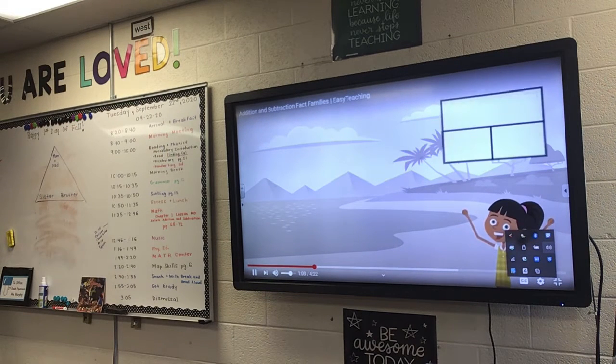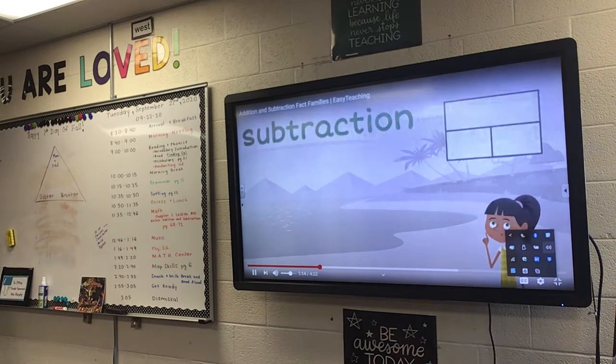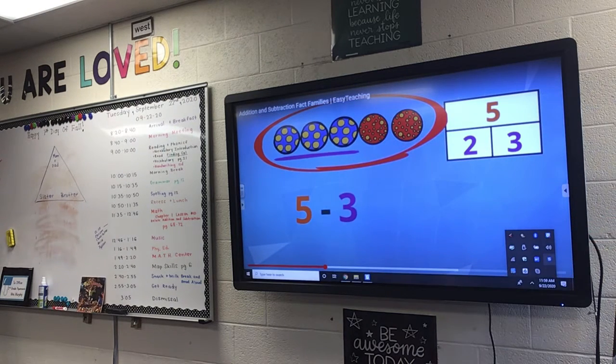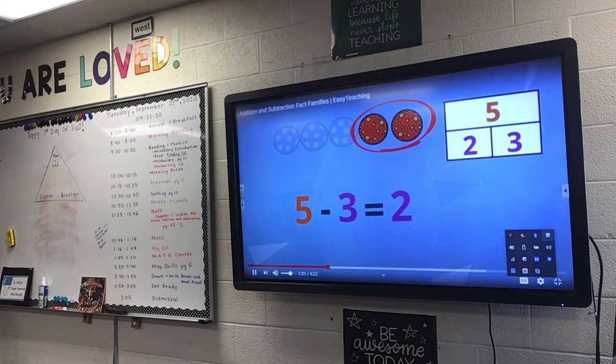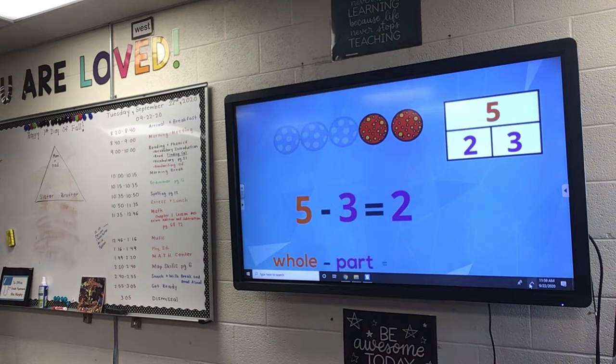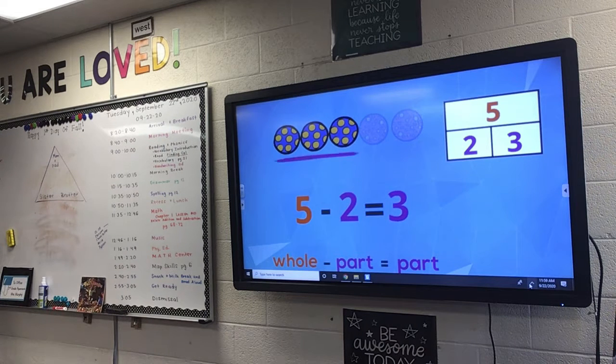We can also use this part-whole model to represent subtraction. If our whole is 5 and we take away the part 3, we are left with the other part, 2. 5 take away 3 equals 2. The whole take away one part equals the other part. Let's try the turnaround. Because we are doing subtraction, we must still begin with the whole, but this time we will subtract 2. We are left with the remaining part, 3.